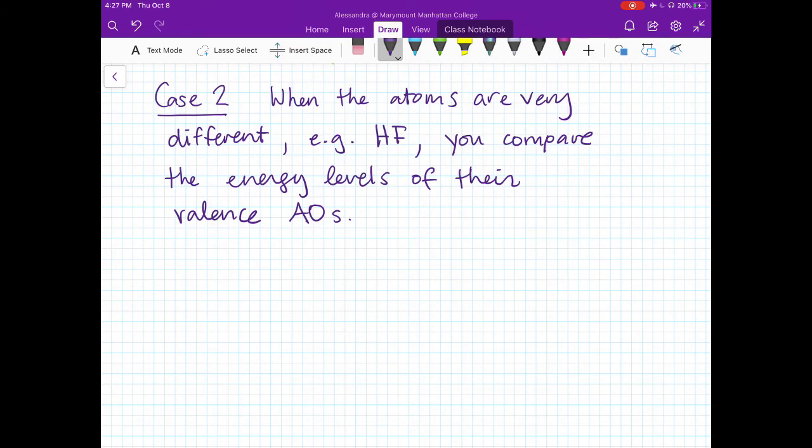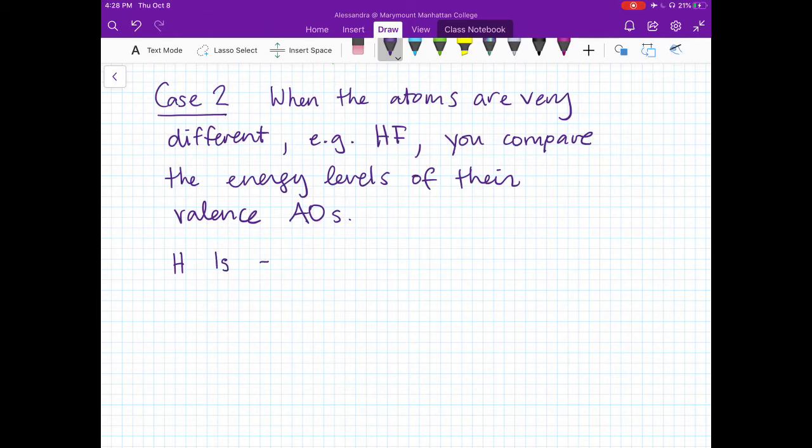The second case is when the atoms are very different, that is to say, very far apart from each other in the periodic table. For example, in the HF molecule, that's a diatomic molecule where hydrogen and fluorine are in totally different rows of the periodic table. So in that case, you have to compare the energy levels of their respective valence atomic orbitals. So this is something that you can look up.